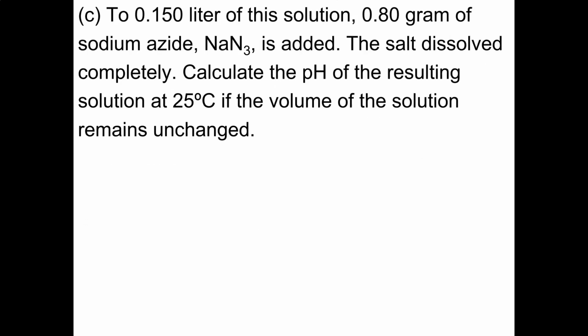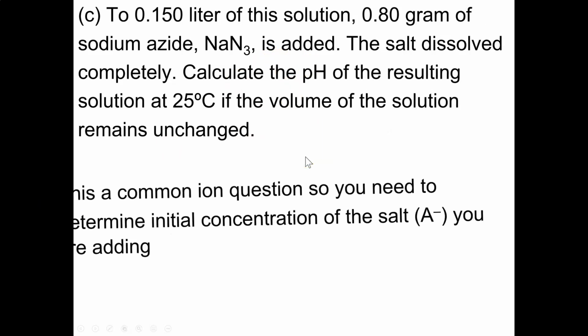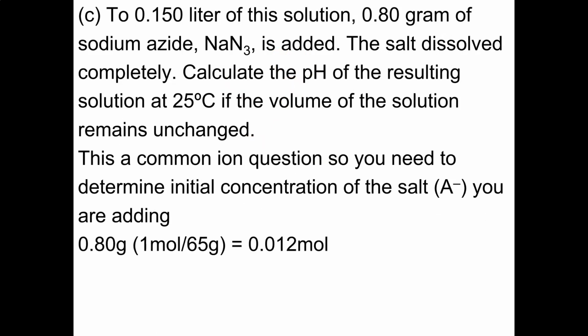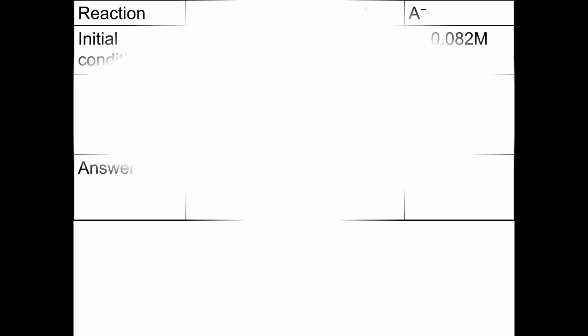All right, to 0.15 liters of the solution, 0.8 grams of sodium azide is added. Okay, so the concentration you're starting with is still going to be the same, but now you have a common ion question, right? You have NaN3, which is a common ion. So what do you do mathematically? Well, now you need to account for that. I'm going to get my moles of the sodium azide, 0.012 moles, divided by the volume to get a molarity, 0.082. So now I have two molarities to plug into my ICE box.